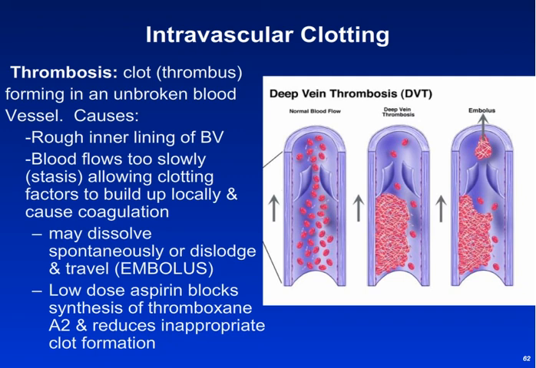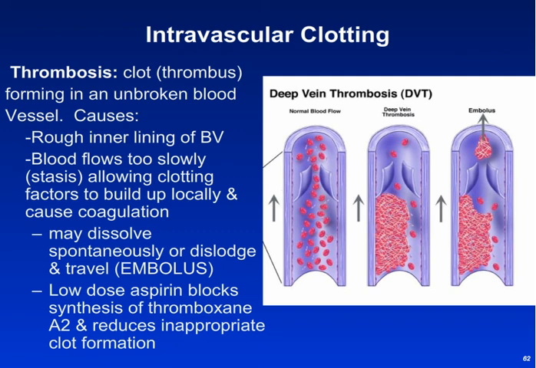Now, some thrombi may dissolve spontaneously, or more dangerously, they can dislodge and then travel to a distant place. And in this case, we call it an embolus. An embolus is a blood clot on the move. And emboli are very, very dangerous because they tend to travel quickly through the circulatory system, and they lodge at a very small juncture where they will usually completely occlude the blood vessel and therefore lead to ischemia, or lack of oxygen, of all the downstream tissues.